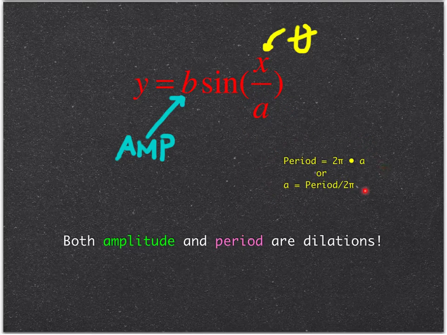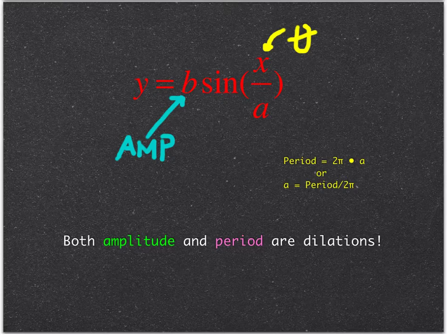Here's a little equation to help us remember how that all fits together. The period equals 2 pi times this a value, or if we rearrange things, another way to say it would be that a would be the period divided by 2 pi. Okay, so keep that in mind. A is the period divided by 2 pi.